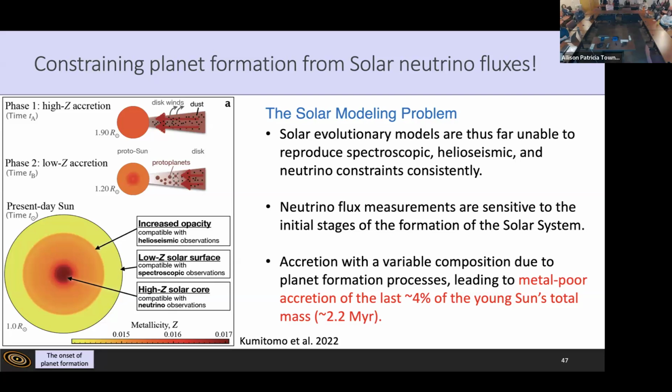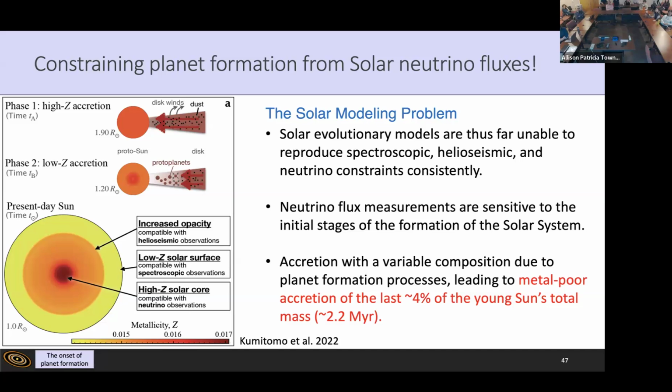And over time, when you start to have planet formation and a lot of substructures form, these planets will block the dust from accreting onto the protosun. So at this time, the amount of dust accreted onto the sun compared to the gas changes. The gas to dust ratio changes. You have a low metallicity accretion, and this will start to build up the low metallicity surface.